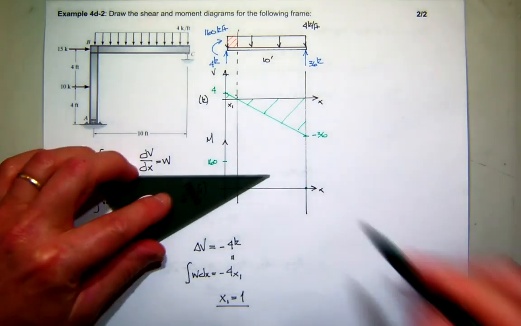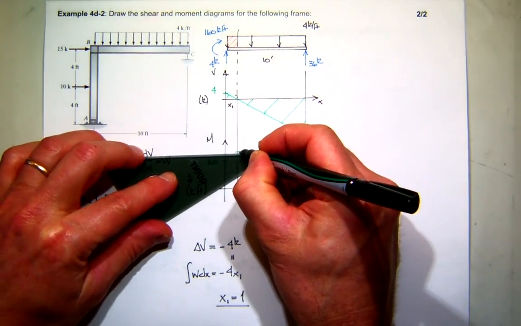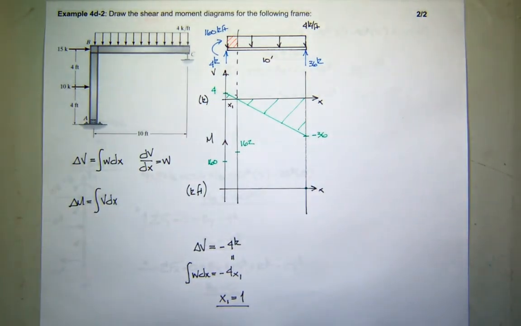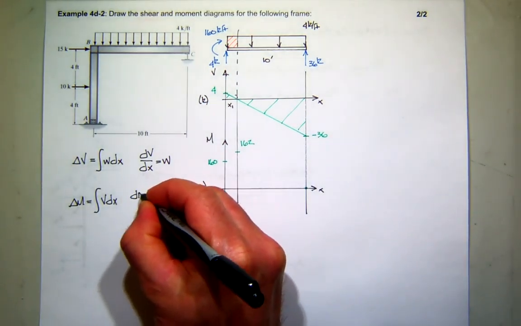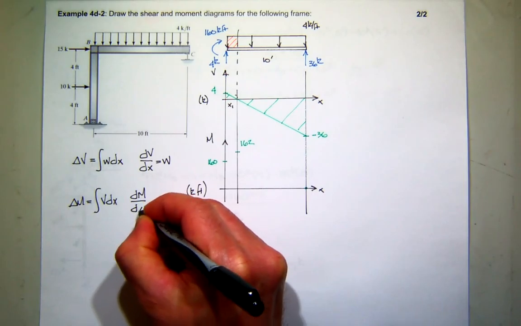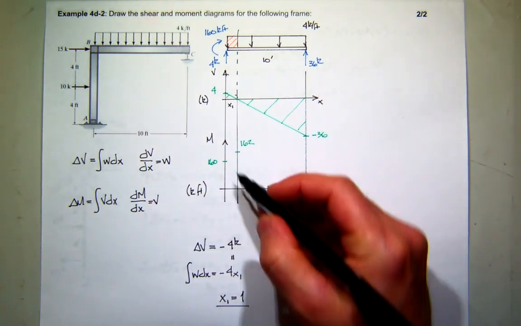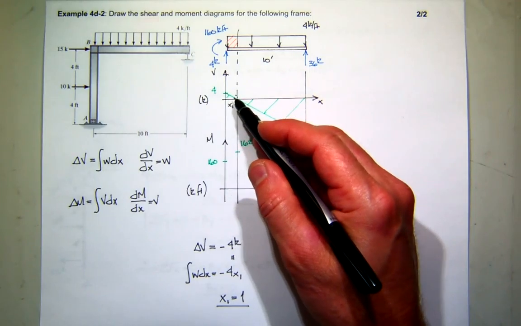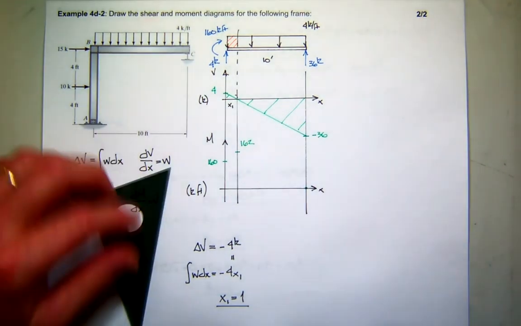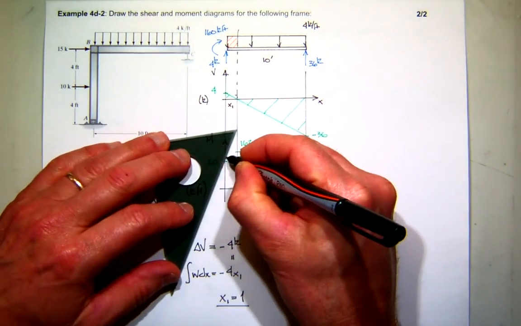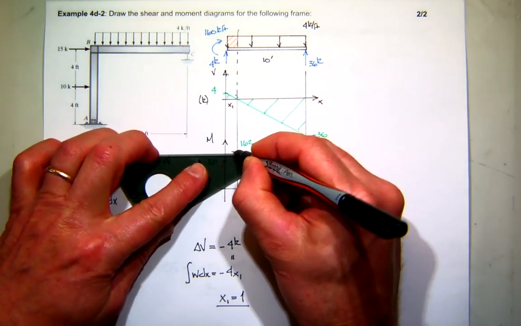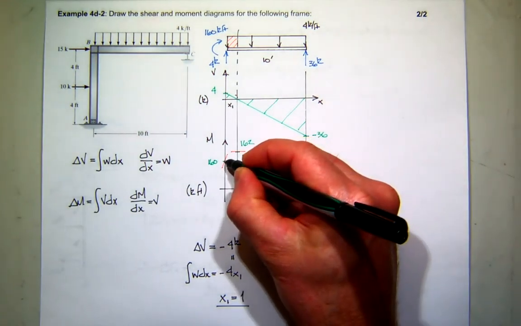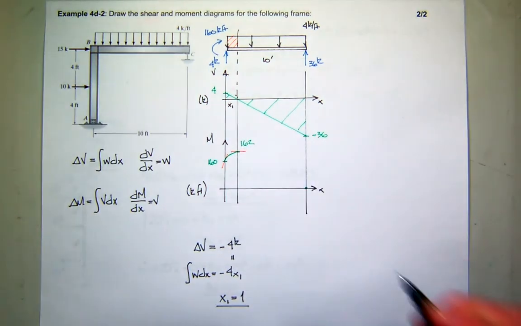I'm going to really exaggerate that on the scale, because the next thing we're going to talk about is that the slope of the moment diagram is equal to the shear. So the shear is going to start off at 4 and decrease to 0. So the slope would start off at a high positive value and decrease to 0. If you fit that in there, you get a little parabolic section like that.